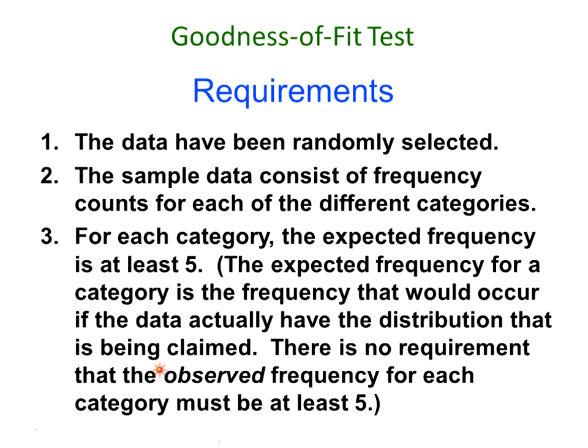The data is what it is. We can't change it. Our observed frequency doesn't have a requirement. It is what it is. That's what's actually happening, what we actually see happening. But the expected frequency is at least 5. Now, what the expected frequency represents, this is the frequency that would occur if the data actually had the distribution that is being claimed.